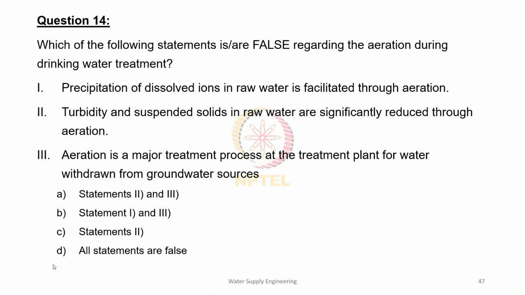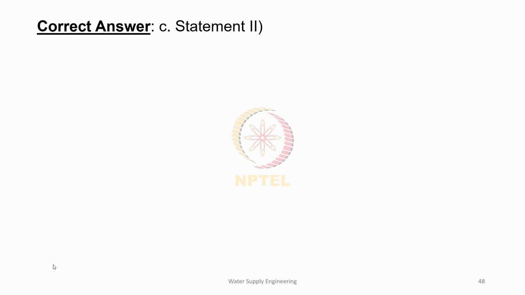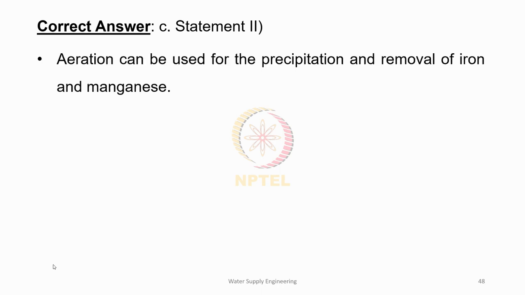So, option A, statements 2 and 3. Option B, statements 1 and 3. Option C, statement 2. Option D, all statements are false. So, we are asked to determine the false statements among the three. The correct answer is option C, that is statement 2.